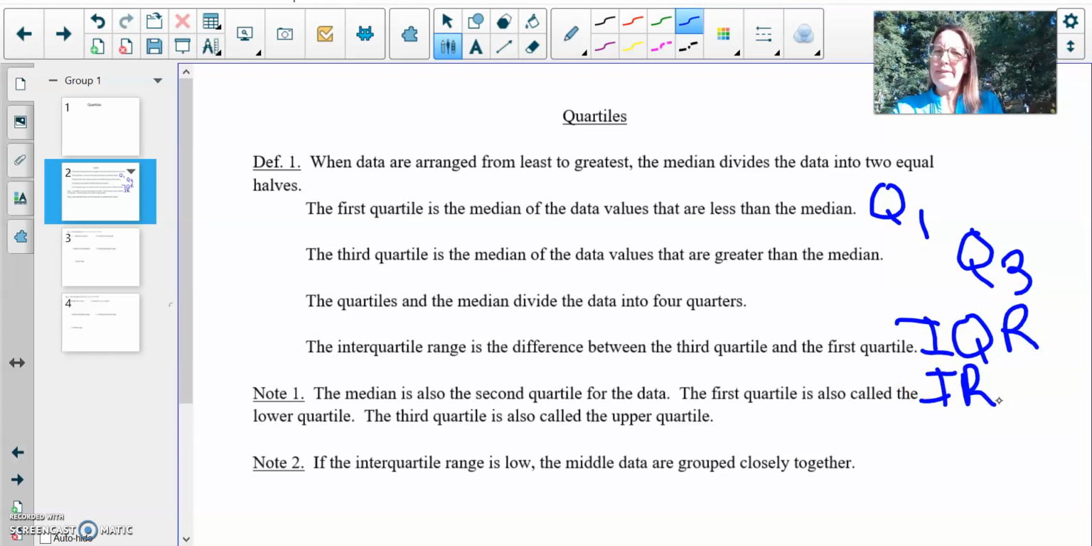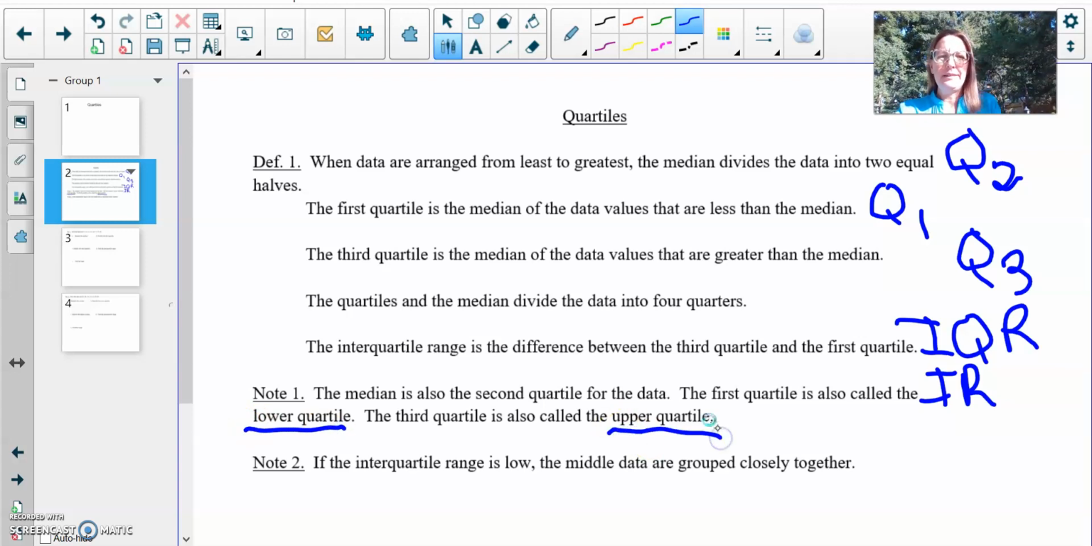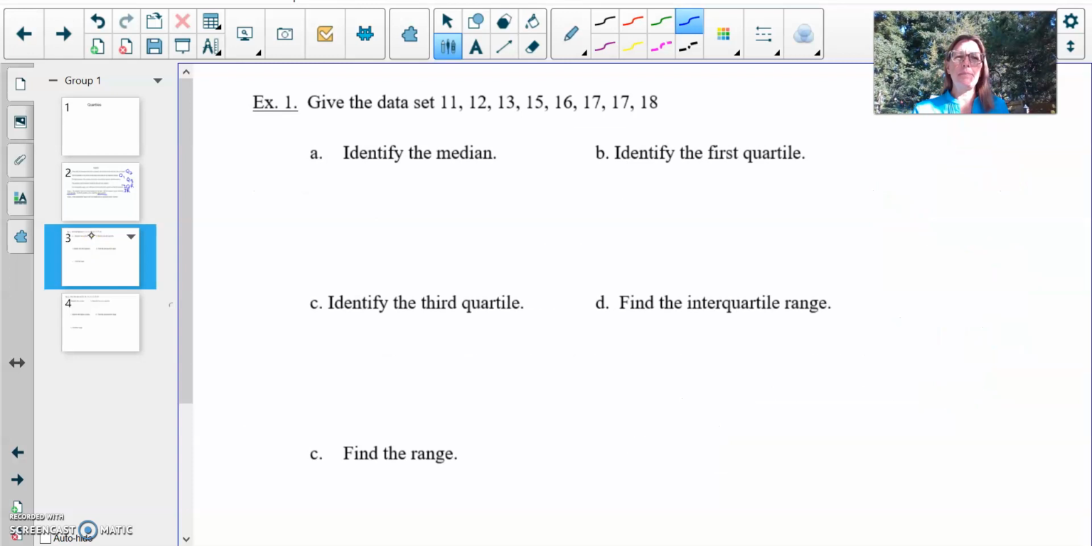While we're talking about that, the median is the same as the second quartile, which would be Q2. The first quartile is also called the lower quartile. The third quartile is also called the upper quartile. If the interquartile range is low, then the middle part of the data is grouped closely together, so we could say that it's clustered.